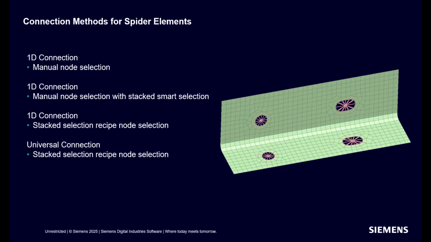Listed here are 4 methods to create spider elements in Simcenter 3D. The example model is shown as well. The demonstration will compare and contrast the methods. 3 of the methods rely on the 1D connection command, and the last method uses the universal connection command. You also see listed selection of nodes manually, by stacked smart selection, and by stacked selection recipes. These methods will react differently with respect to changes to the model.